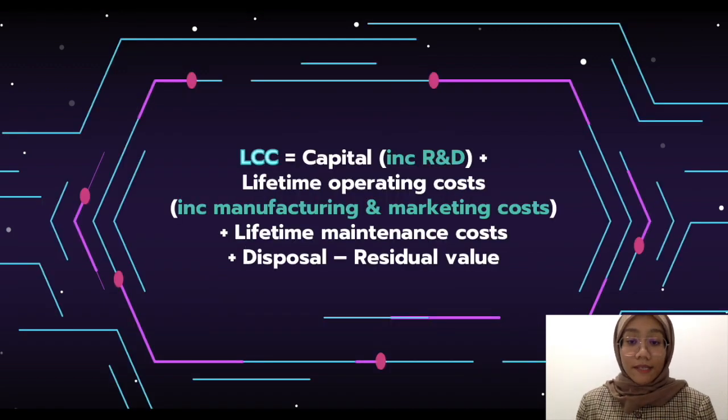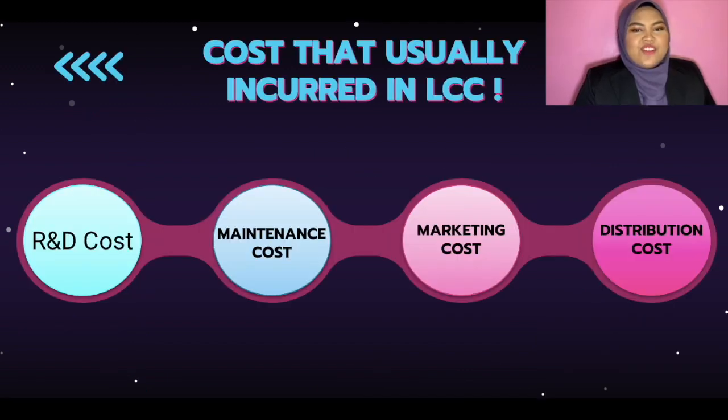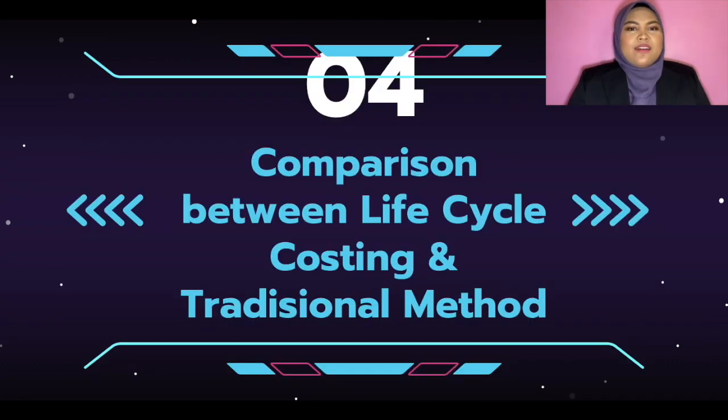So LCC is equal to capital plus lifetime operating cost plus lifetime maintenance cost plus disposal minus residual value. In capital it includes R&D, while operating cost includes manufacturing and also marketing costs. Costs that are usually incurred in LCC are research and development costs, maintenance costs, marketing costs, and distribution costs.